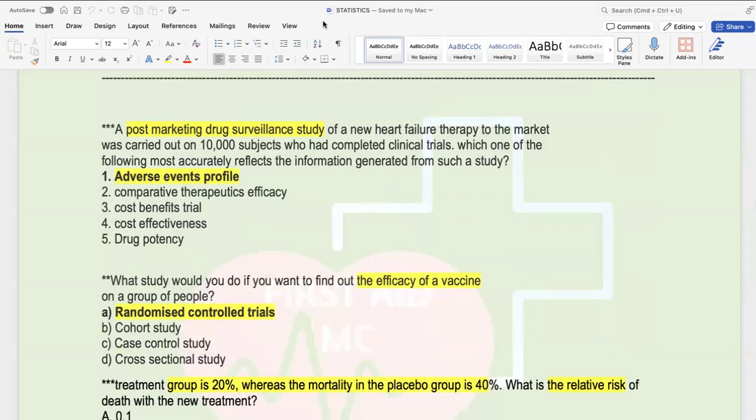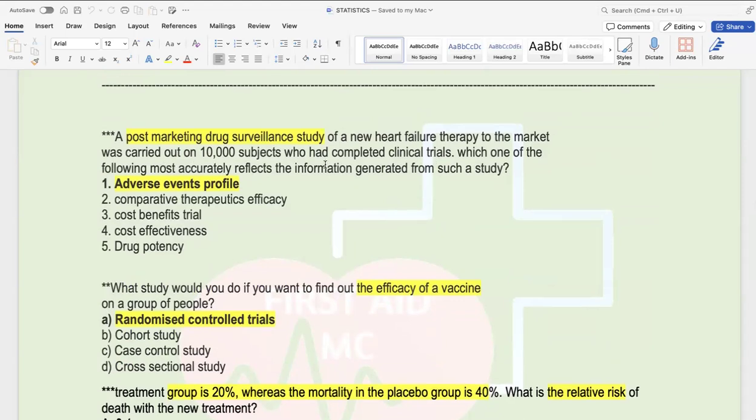A post-marketing drug surveillance study of a new heart failure treatment to the market was carried out on 10,000 subjects who had completed clinical trials. Which one of the following most accurately reflects the information generated from such a study?